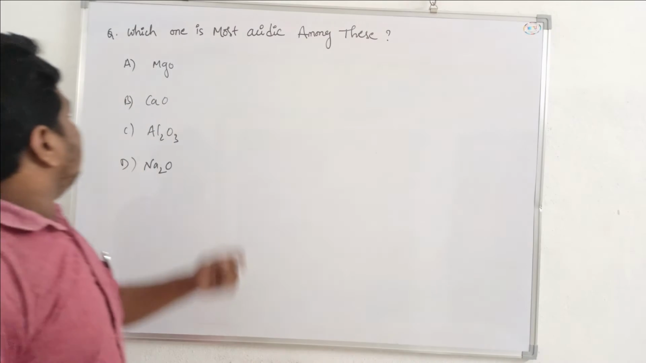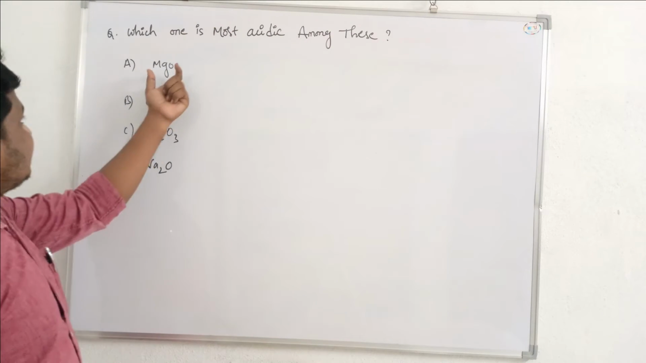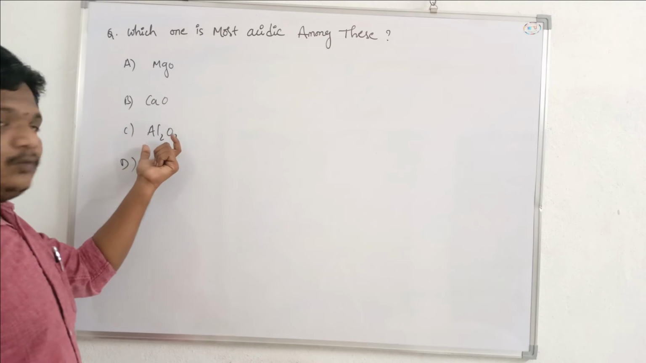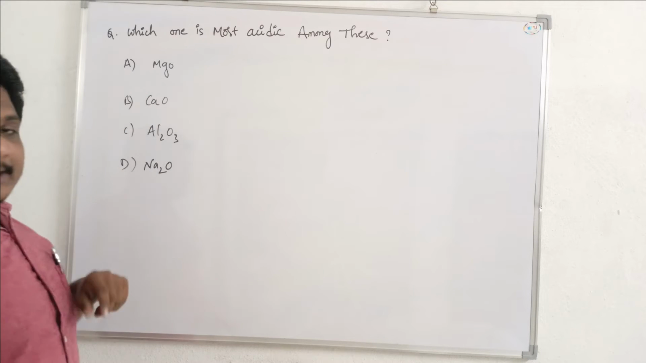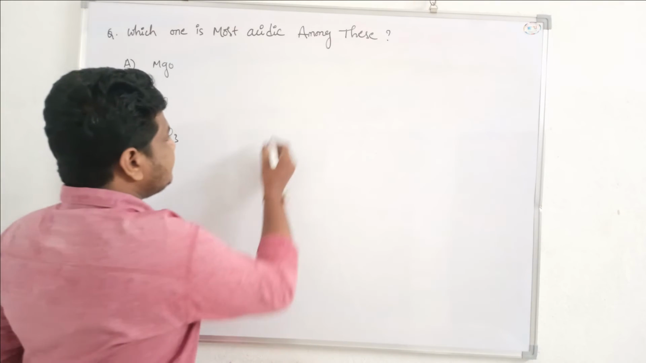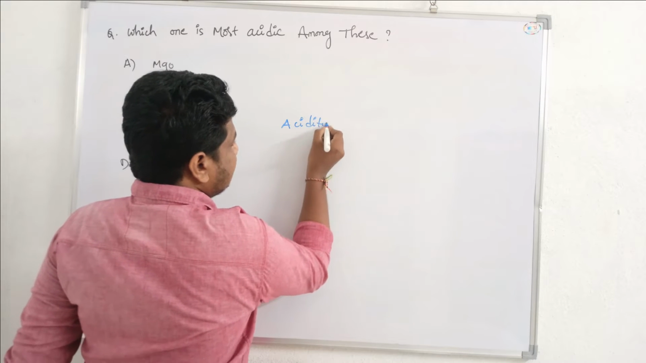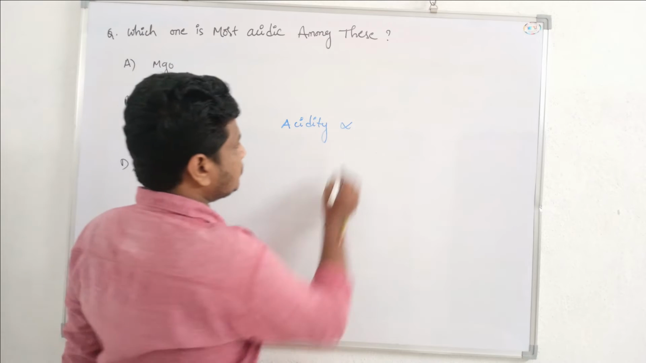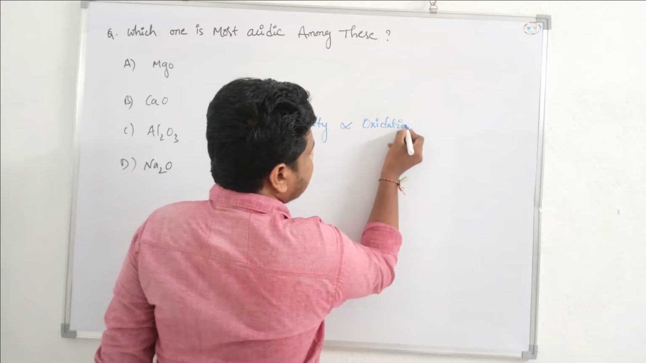So here, which one is most acidic among these? Option A is MgO, option B is CaO, option C is Al2O3, and option D is Na2O. So here which one is more acidic in nature? Generally, acidity is directly proportional to oxidation state.